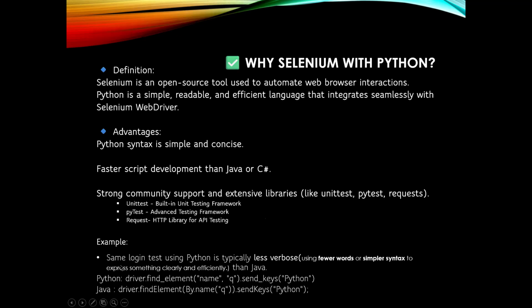And for example, the same login test using Python is typically less verbose, because less verbose is nothing but less code, fewer words. You will see simpler syntax and far fewer words in Selenium Python as compared to Java. You see driver.find_element by name, to send_keys in Python. This is By.NAME, which you won't see in Python. It is Java code, By.name, and here you can directly add the locator name, and this is the locator value, and send_keys, and this is the value. So this kind of difference you will find in Python.